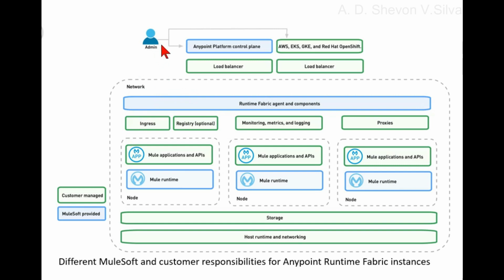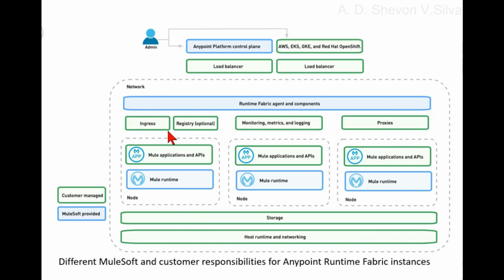Here you can see the admin is connected to the Anypoint Platform control plane and AWS EKS, GKE, and Red Hat OpenShift, and here you can see load balancers. Runtime Fabric agent components, ingress, registry optional, monitoring, metrics and logging, proxies, nodes, storage, and host runtime and networking inside the network.